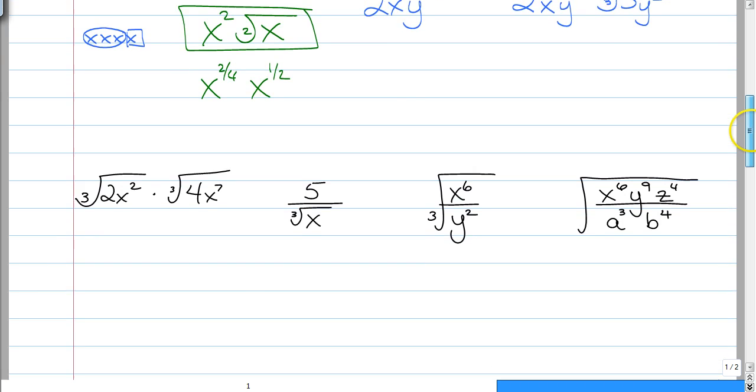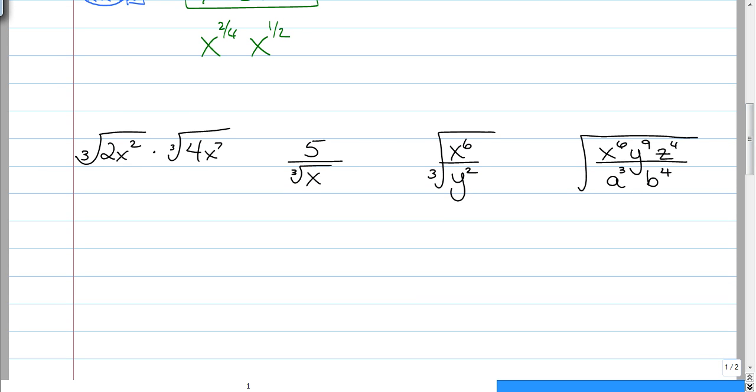This next row is going to get a little chaotic. So, pause the video and try this row very carefully. This is where they get a little bit tricky.